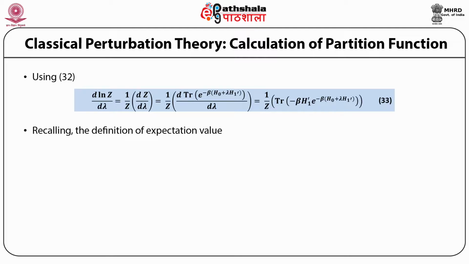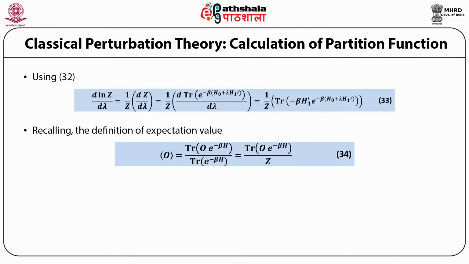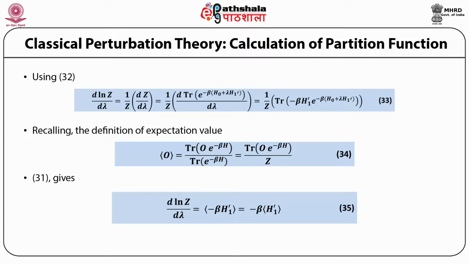Recalling the definition of the expectation value of an operator O, which is equal to trace of operator O e raised to power minus beta H divided by trace of e raised to power minus beta H, which is equal to trace of operator O multiplied by e raised to power minus beta H divided by Z. This gives the derivative of log of Z with respect to lambda as the expectation value of minus beta H1 dash, which is equal to minus beta times the expectation value of H1 dash.